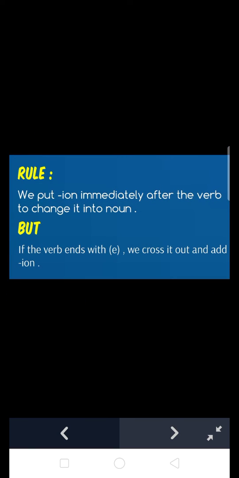So the general rule is I put the ion immediately after the verb to change it into a noun. But every rule has an exception: if the verb ends with E, I cross it out and I add the ion.